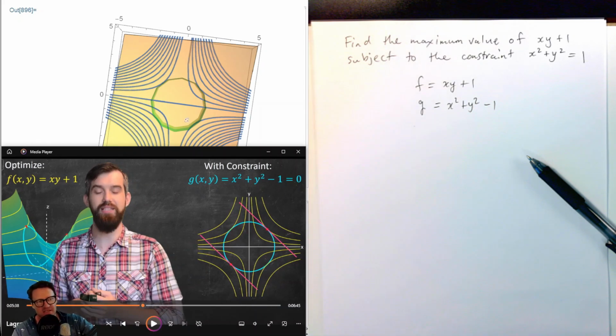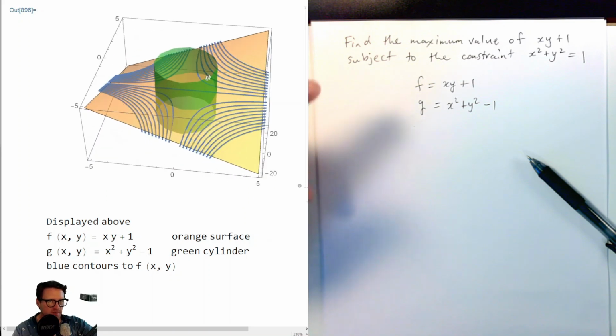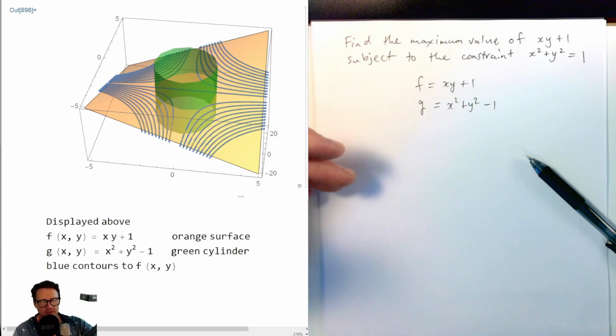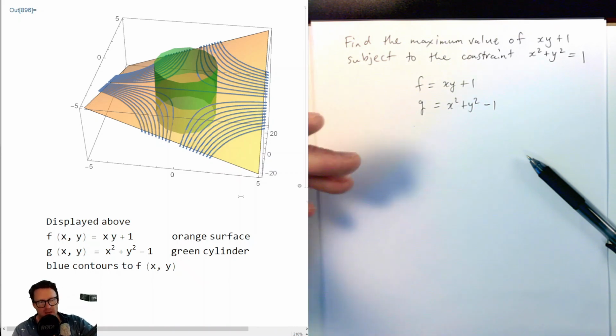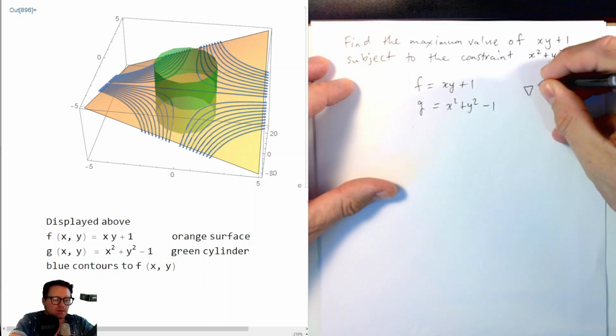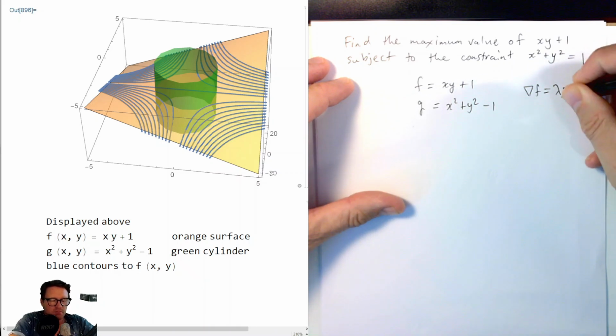So he's basically going to say, and I think we've seen enough of this now, that the gradient vectors must be parallel. So in other words, grad f has to be parallel to grad g, and this is what gives you the Lagrange equation. Grad f is equal to the scalar multiple lambda, or Lagrange multiplier, times grad g.